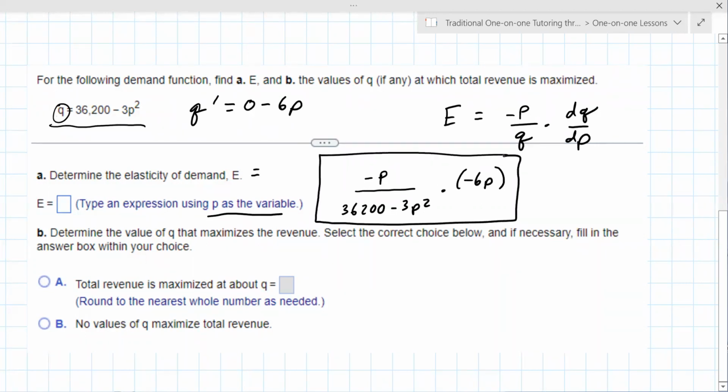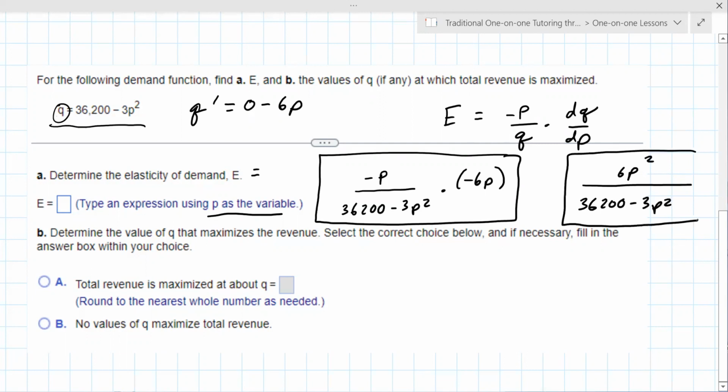We can clean it up a little bit if you want. It becomes minus 6P, I'm sorry, positive 6P squared in the numerator, over 36,200 minus 3P squared. So that's everything for that first box there.